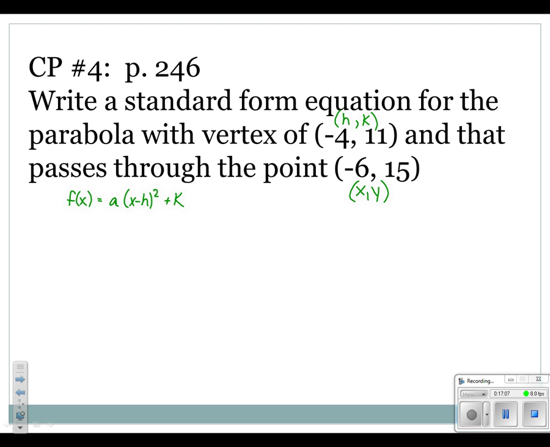Remembering that f of x is y, plug your y value in for f of x. That's a 15 this time. They do not give us a. My x value is -6. H is -4, so minus h is going to be plus 4. And k is 11. So sit back and look at that. See if you can follow where those 4 numbers went in. And now we just start to solve for a.